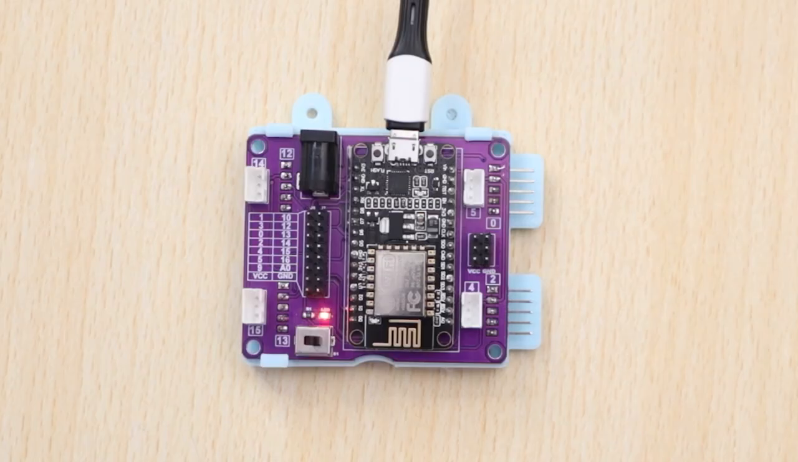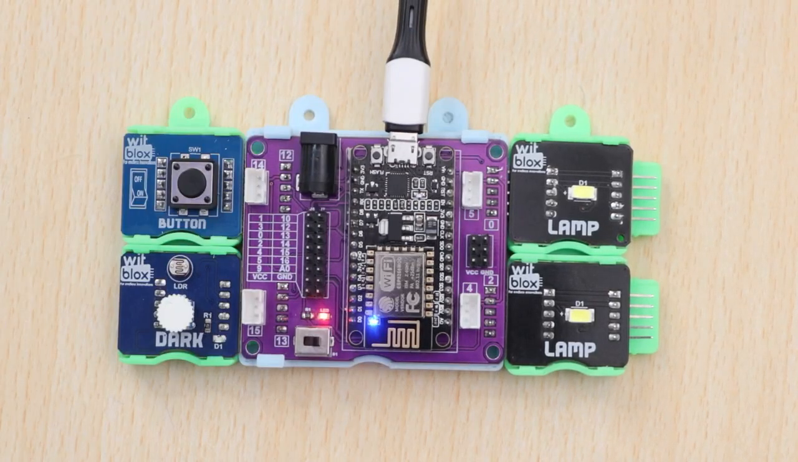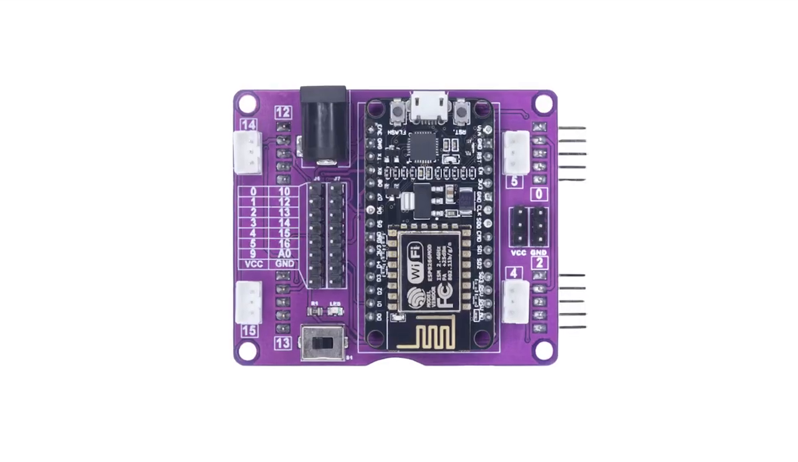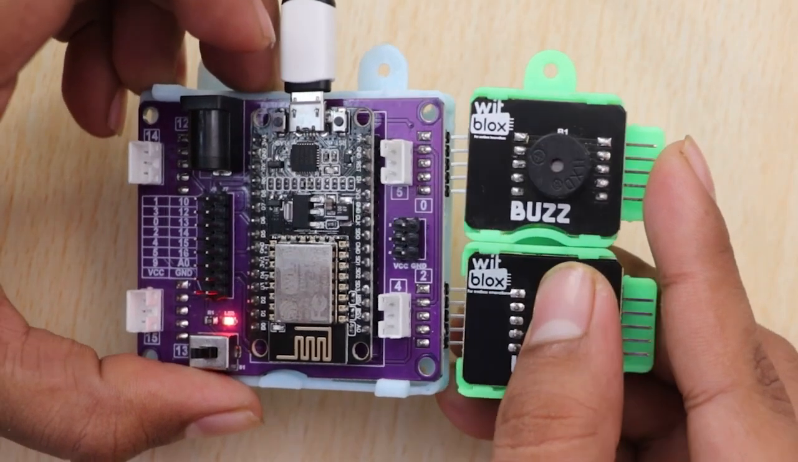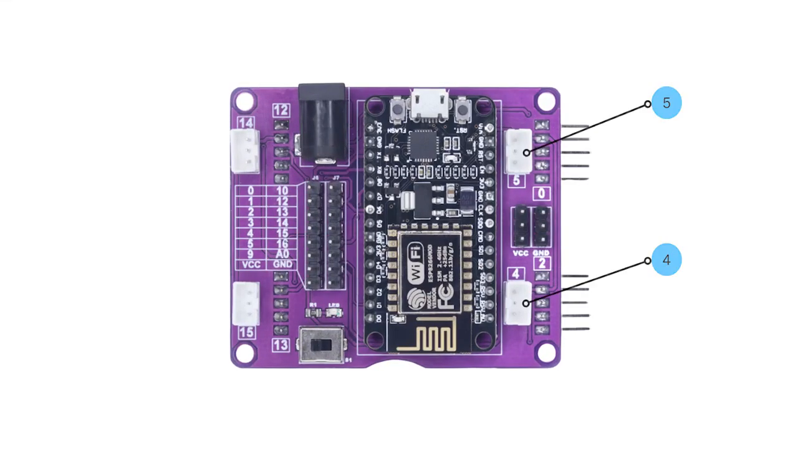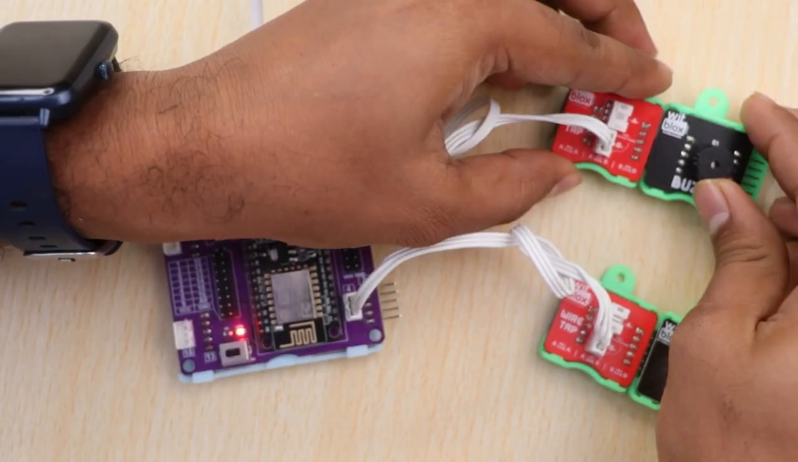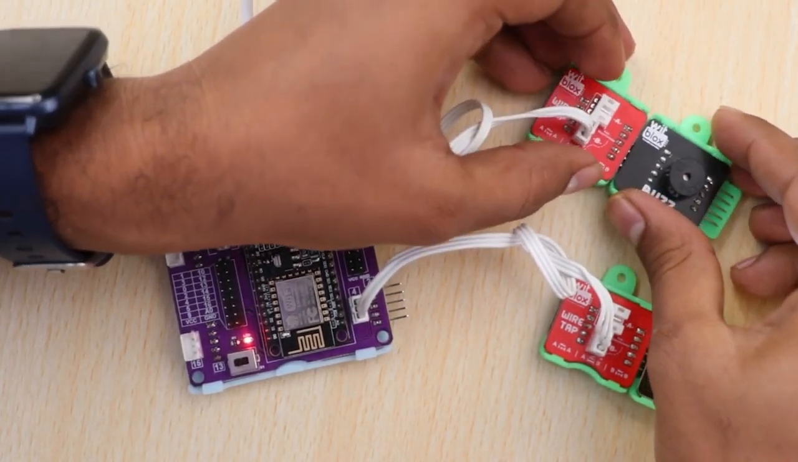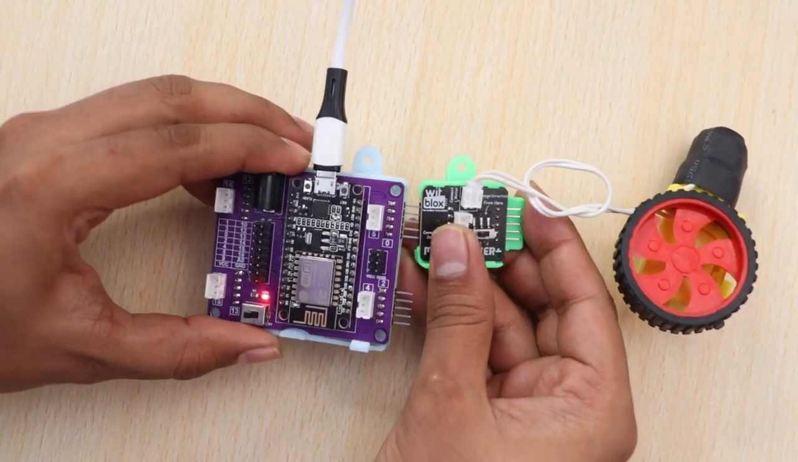Connection ports are where you can directly connect blocks from Witblox to be coded. The connection ports on the right hand side are for connecting output blocks and the connection ports on the left hand side are for connecting input blocks. Port 0 and port 2 are direct output connection ports and you can connect output blocks to them as shown. Port 4 and 5 are indirect connection ports which can be utilized as follows. For motor driver blocks specifically, we can use a direct port and an indirect port to enable the two-way control of the motor.